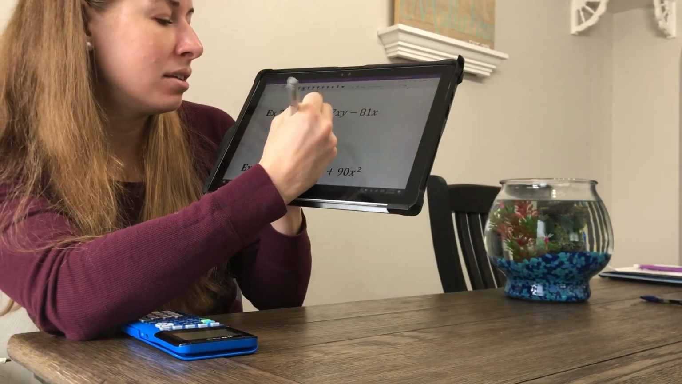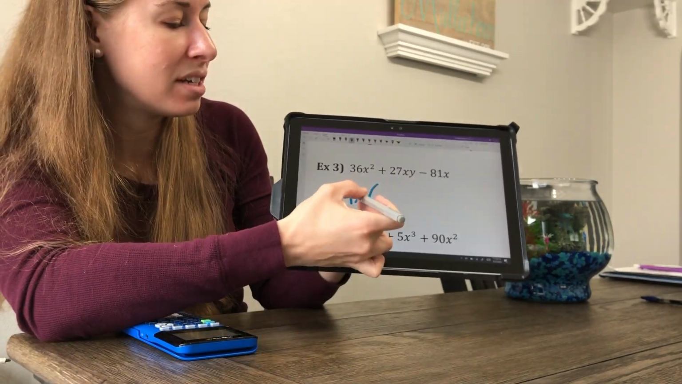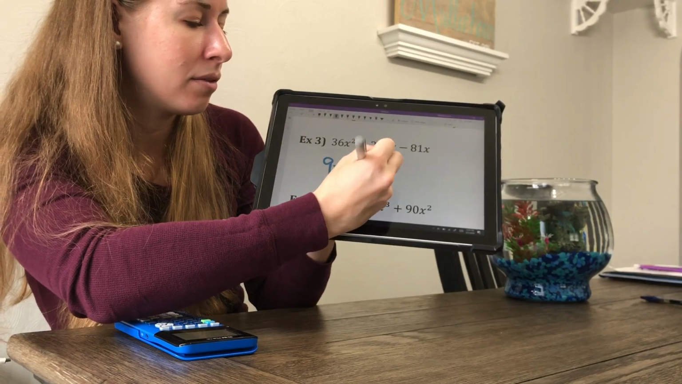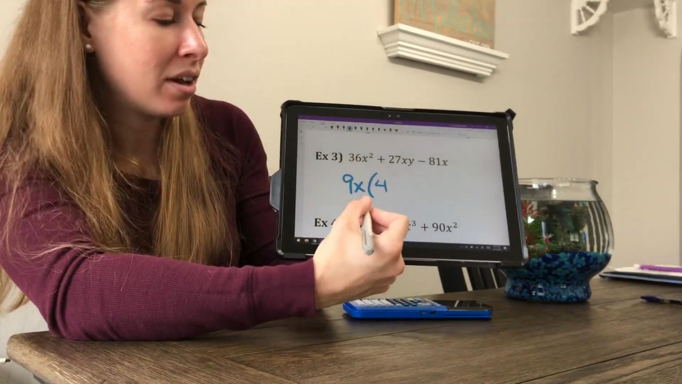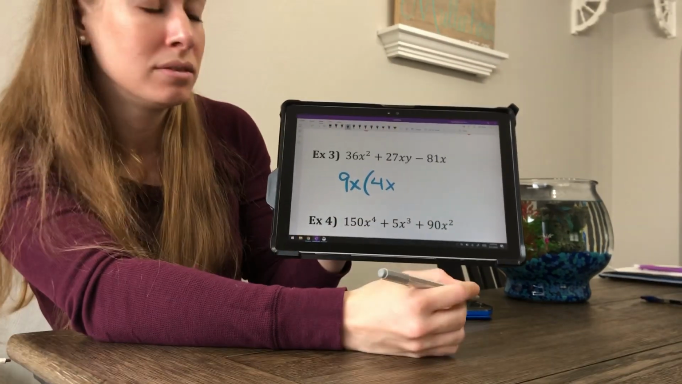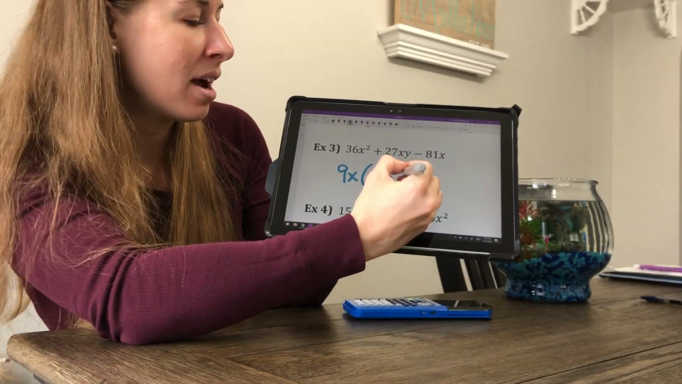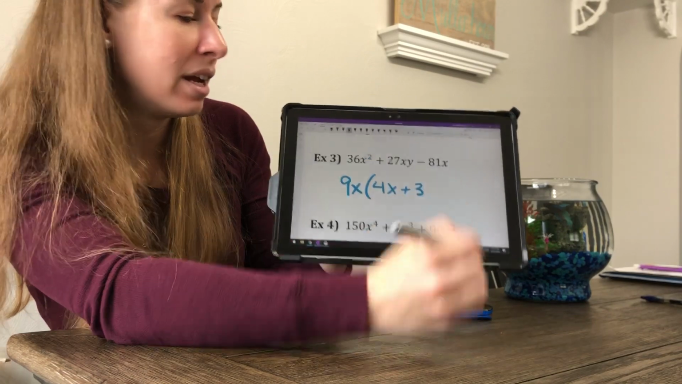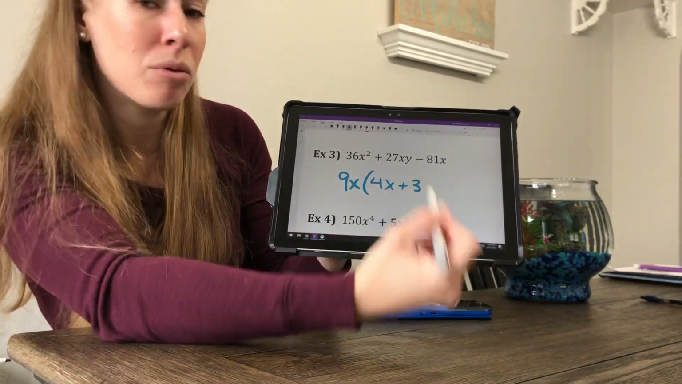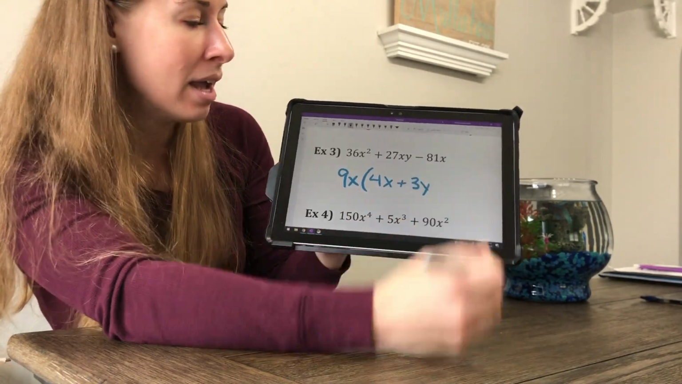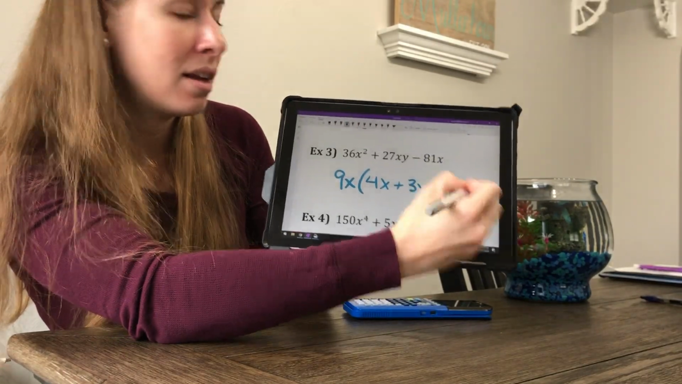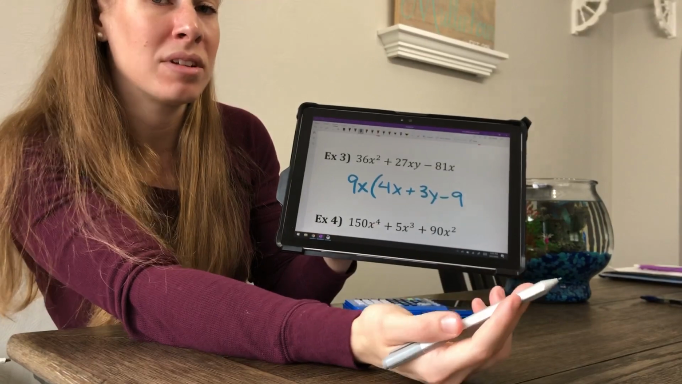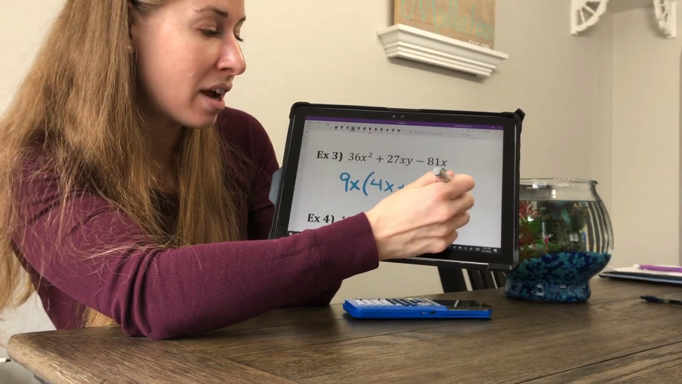So then, showing what's left, what's 36 divided by 9? 4. If you're taking 1x out, how many are left? Just 1. 27 divided by 9 is 3. If you're taking the x out, what's left? Y. And then negative 81 divided by 9? 9. If you're taking the x out, what's left? No variables, just the 9.